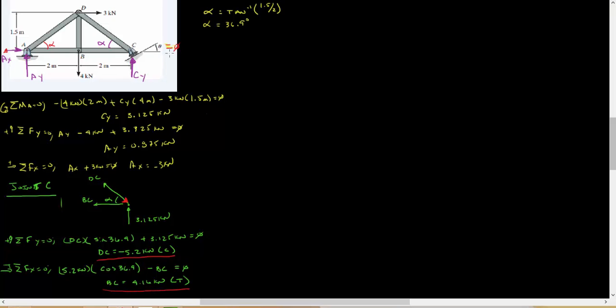The next joint I'm going to do is joint A. So if I look at joint A, I've got AD, I've got AB, I've got AY, which was 0.875 kilonewtons, and I had AX. Now don't forget that AX was negative, so it is going left at 3 kilonewtons. So remember that direction there.